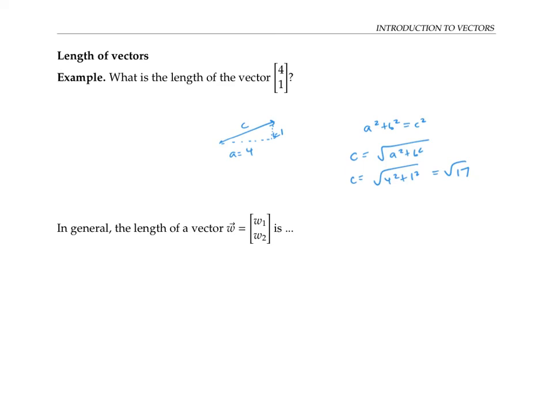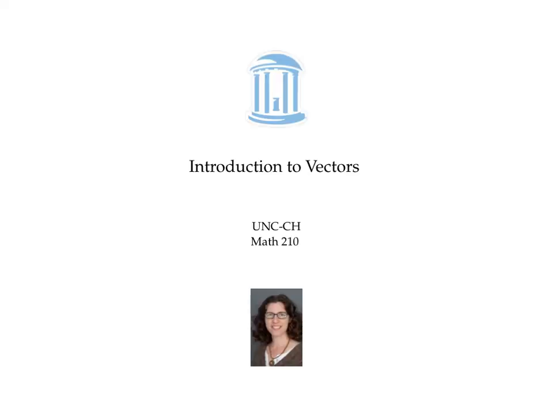And in general, to find the length of a vector w with components w1 and w2, this length, written with absolute value signs or sometimes double absolute value signs, is given by the square root of w1 squared plus w2 squared. In this video, we represented vectors with columns of numbers and with arrows.